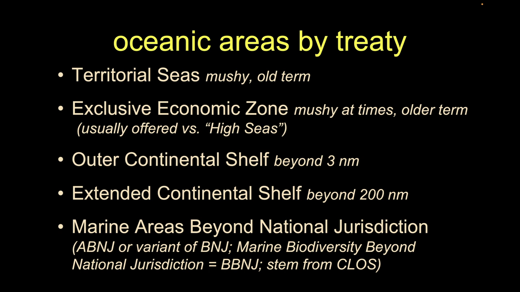In any event, one of these terms is beyond national jurisdiction, or BNJ. And so you'll see this in terms of marine areas, sometimes called ABNJ, or people talking about biodiversity will talk about BBNJ. Those terms all mean things really far away, right? So you can think of those as basically equivalent to the high seas and that kind of stuff. Cool? Okay.